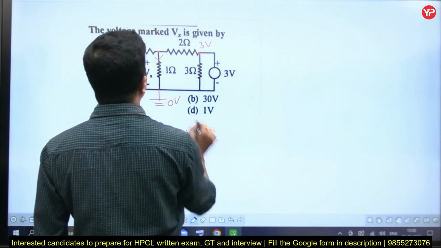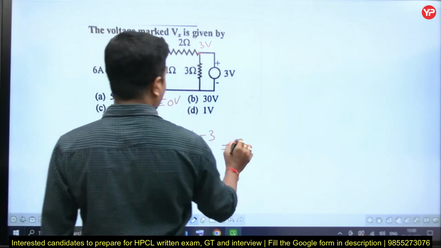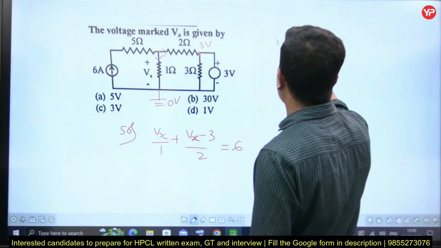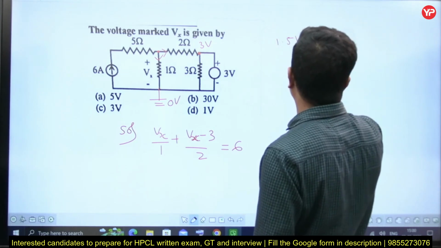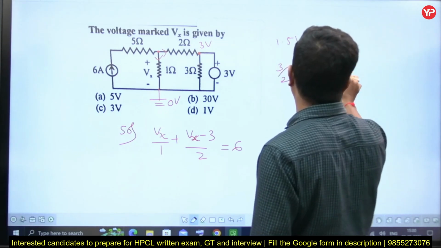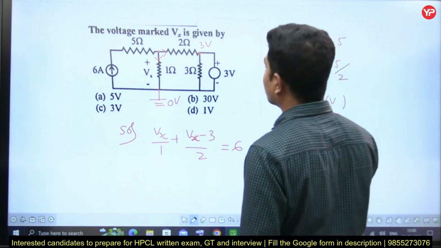minus 3 by 2 is this current. These two currents are leaving, but this current is entering, which is equal to 6. How much is it? 1.5 Vx is equal to 7.5. So 3 by 2 Vx is equal to 15 by 2. So Vx is equal to 5 volts simply.